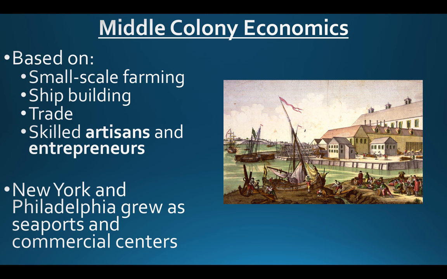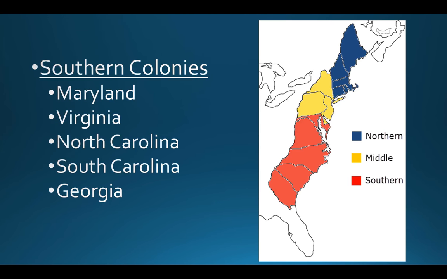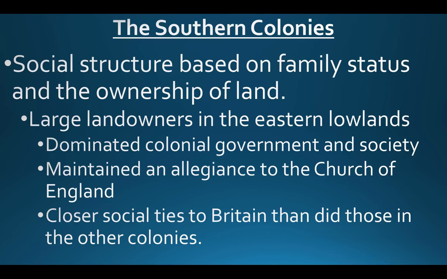And as I was saying, New York and Philadelphia grow as these really important seaports and commercial centers in the middle colonies. So now taking a quick look at the southern colonies, you have Maryland, Virginia, North Carolina, South Carolina, and Georgia, and you can see those on this map here to the right as well.